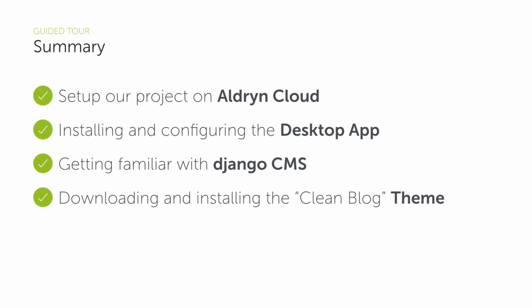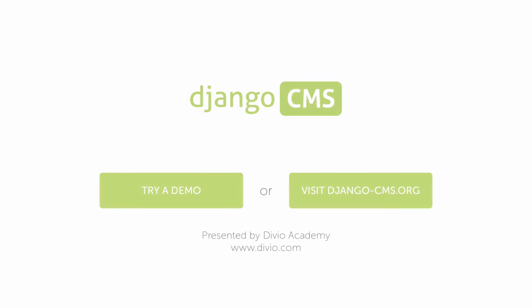Yeah, that basically concludes the first part where we showed you how to set up the project with the Aldryn Cloud, install the desktop app, getting familiar with the Django CMS, and installing that clean blog theme. So this concludes the guided tour.